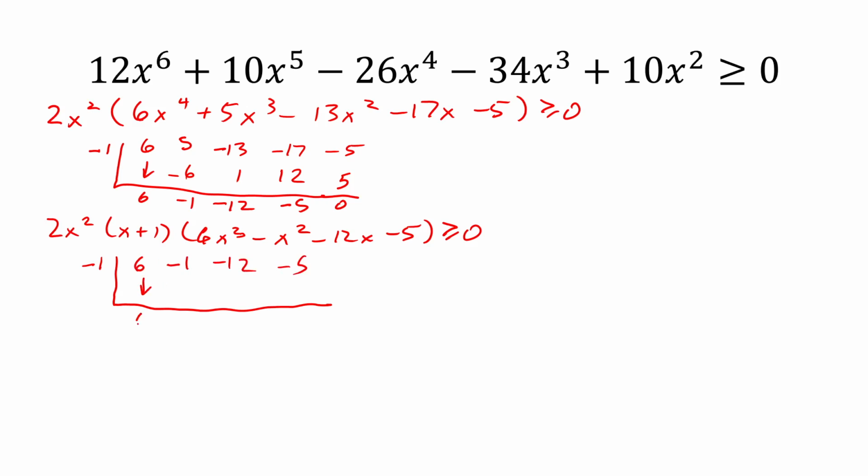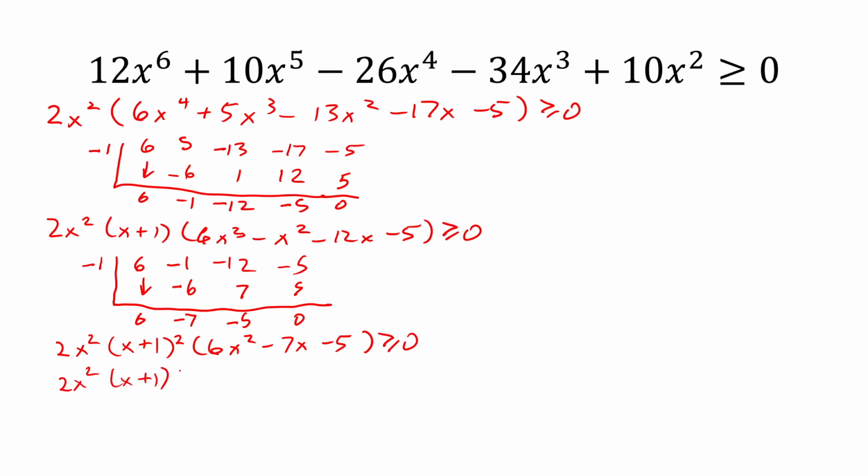So we go with it, and we do our synthetic division again. We've mastered this. And so now we see that our polynomial inequality is really 2x squared times x plus 1 quantity squared times 6x squared minus 7x minus 5 is greater than or equal to 0. And we can do trinomial factoring on that trinomial at the end, and we get factors of 2x plus 1 and 3x minus 5. Now that whole thing is going to be greater than or equal to 0.